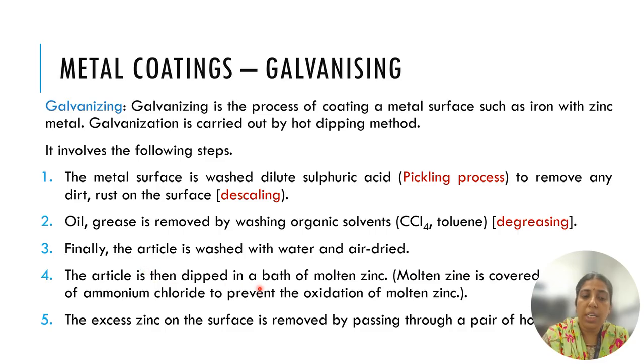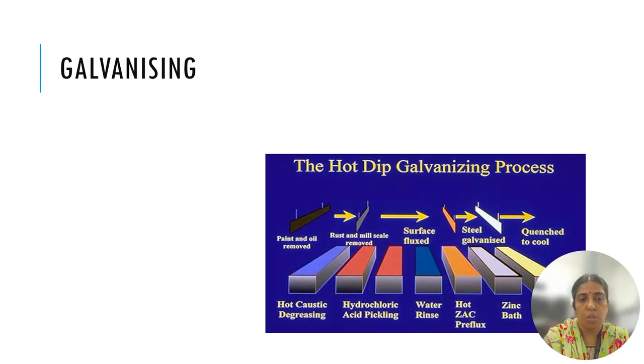Then the article is dipped into the molten zinc, and this is known as a flux. To prevent the oxidation of the molten zinc, ammonium chloride is added in the bath. The excess zinc is removed by passing the article through hot rollers. So we can see the hot dip galvanization process.